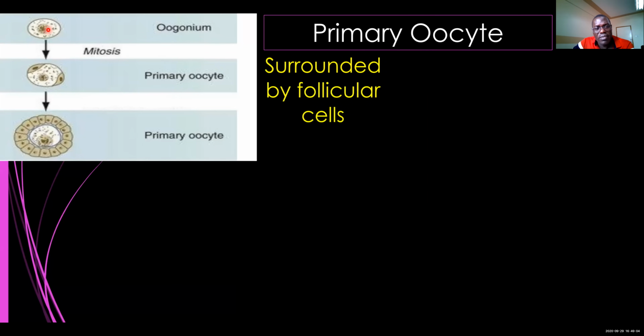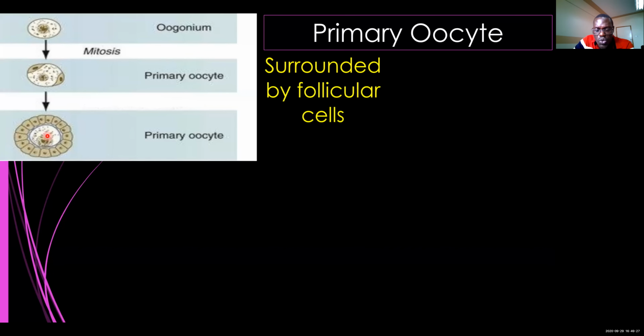The primary oocytes become surrounded by supporting cells. We have called those supporting cells the follicular cells. So slowly, you have a layer of supporting cells that surround the primary oocyte.